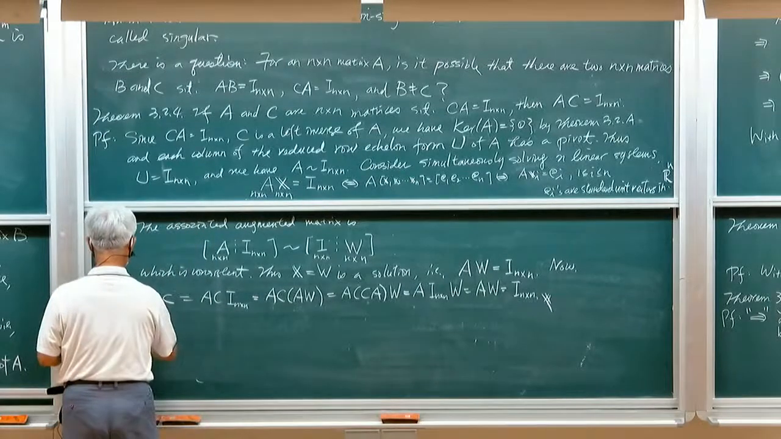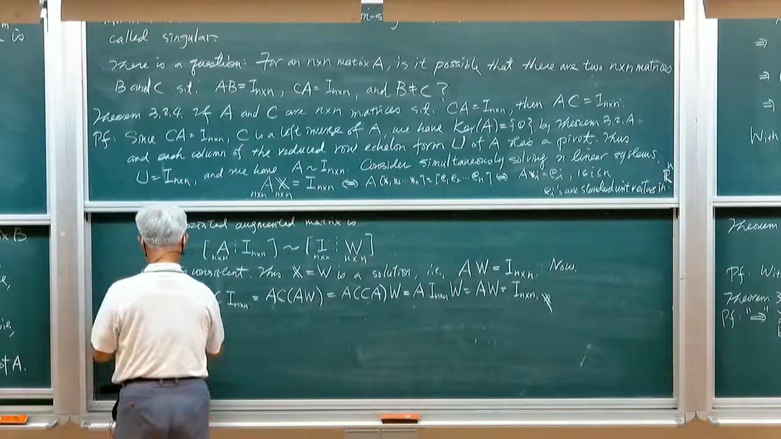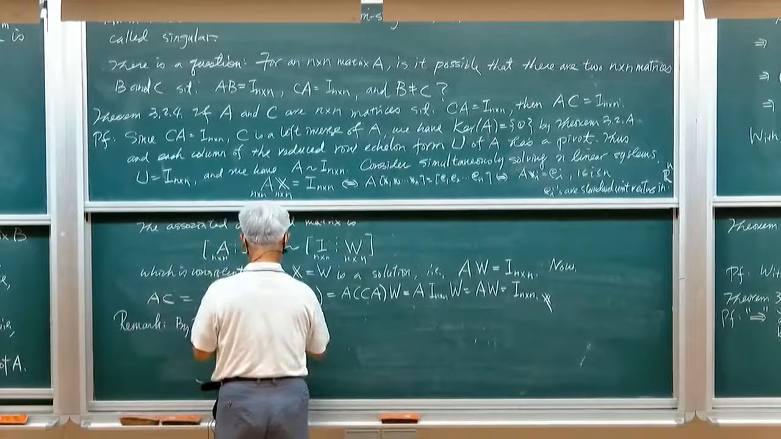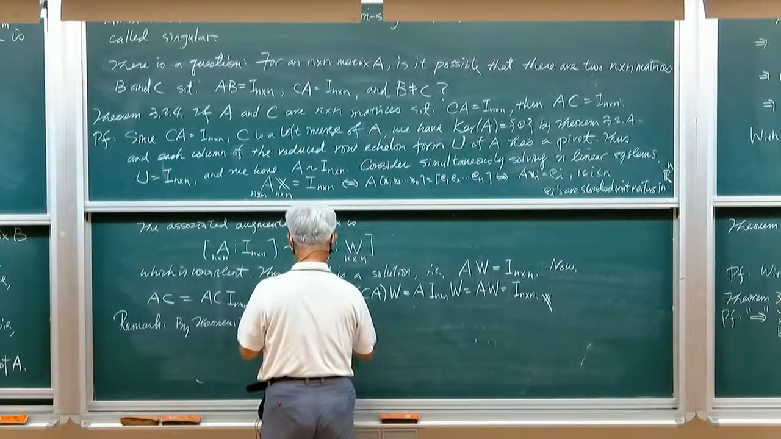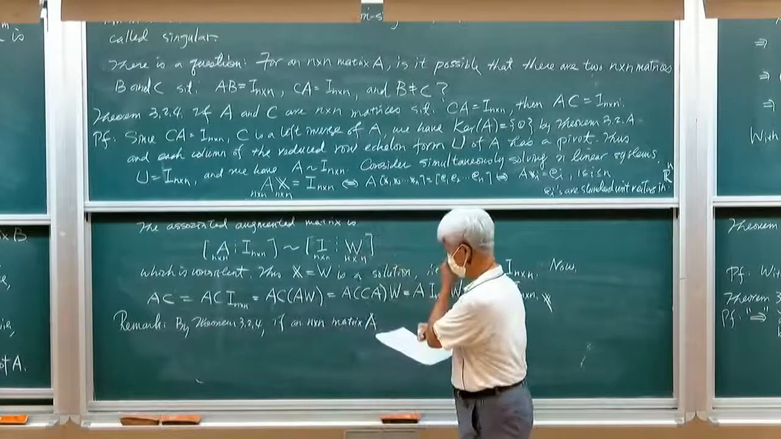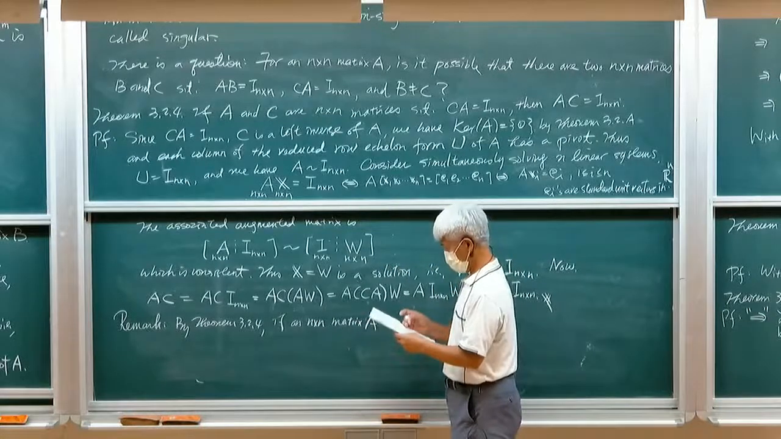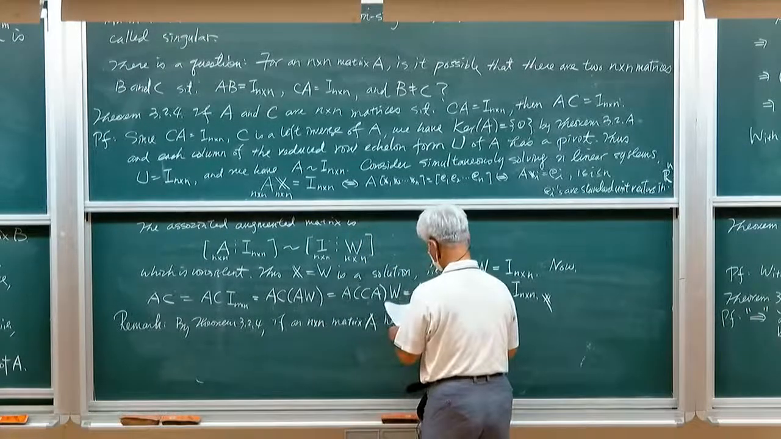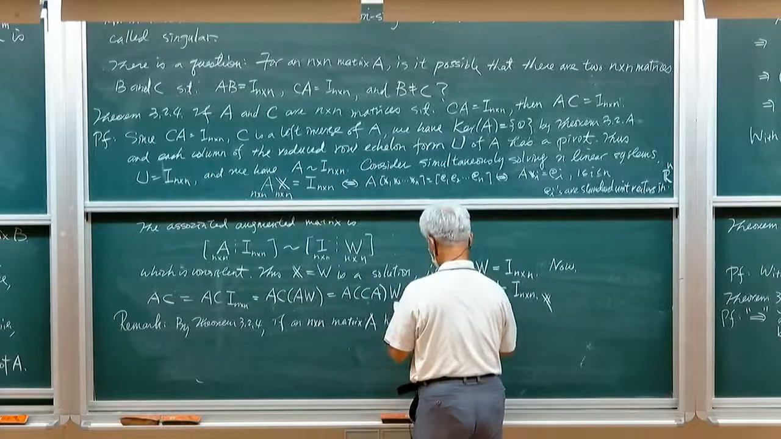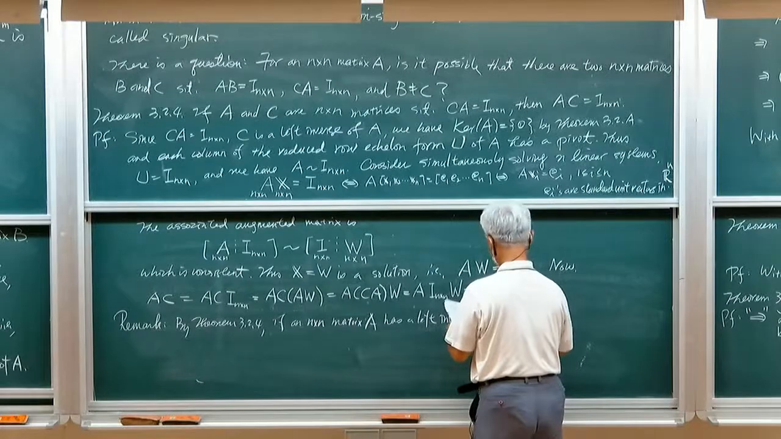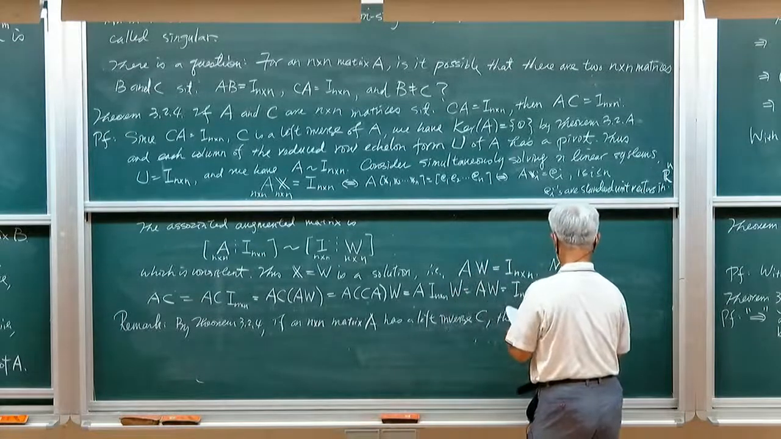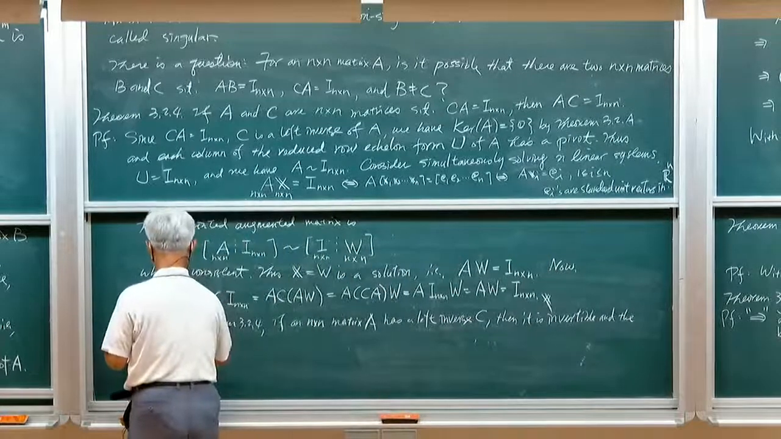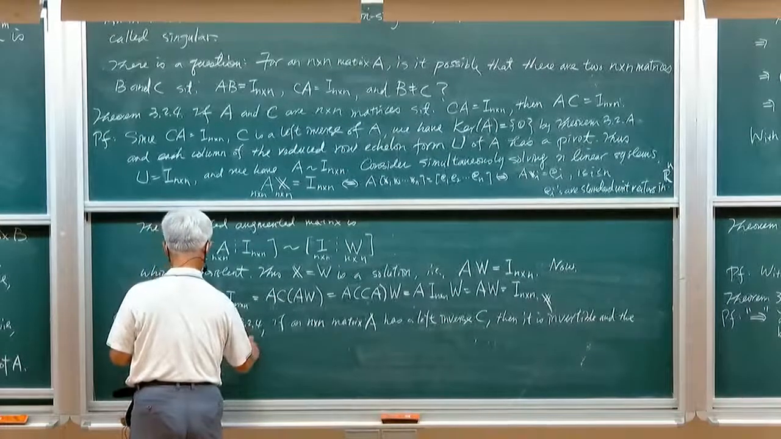All right, so remark. By theorem 3.2.4, if an n times n square matrix A has a left inverse C, then it is invertible, and the inverse is C itself.